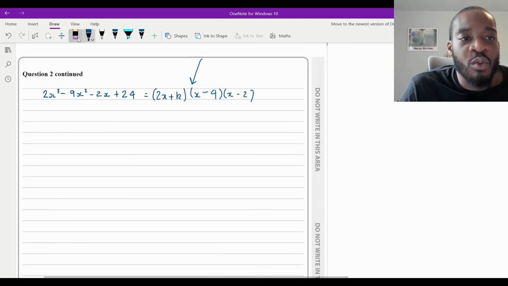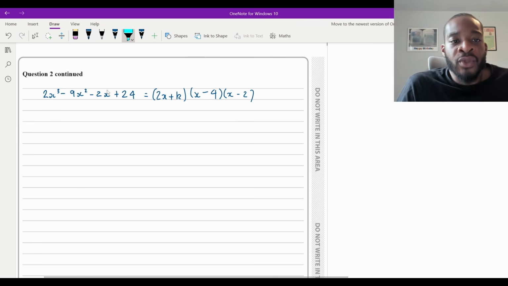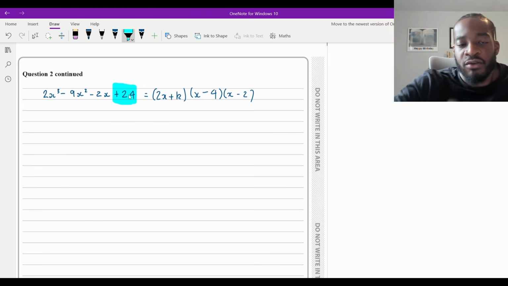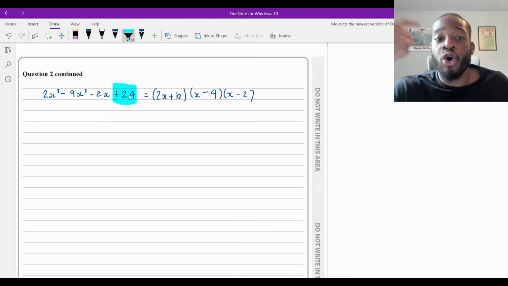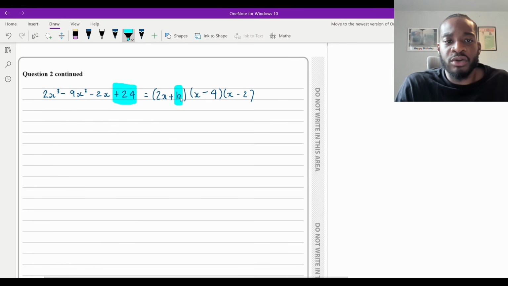So what I want to do to figure out what k is, instead of expanding everything, which I could do, I could say the constant term on the left-hand side is 24. When I expand the right-hand side, the constant term will be the same, isn't it? So how would I get that constant term? You're just going to multiply all of the constants here, aren't you?